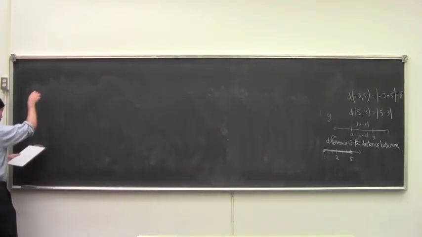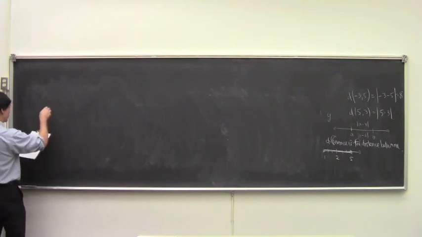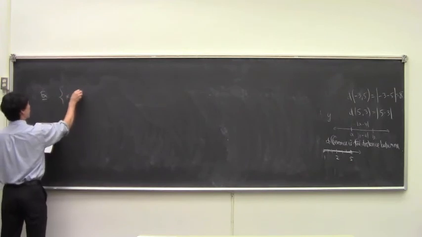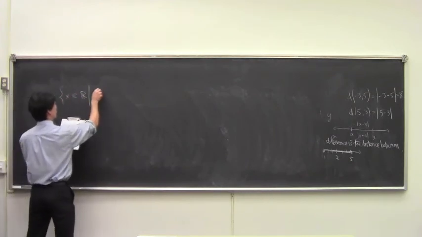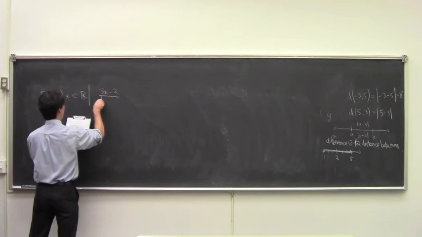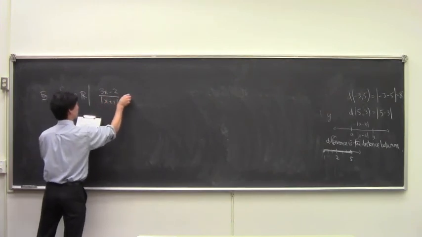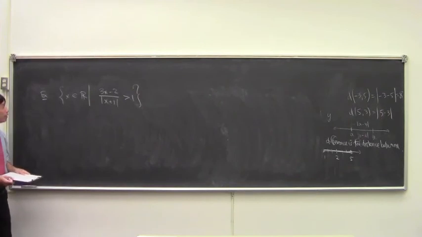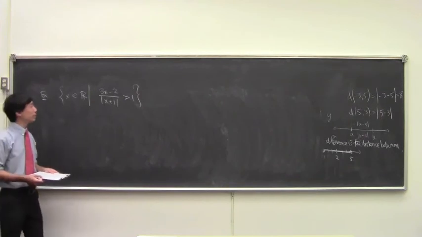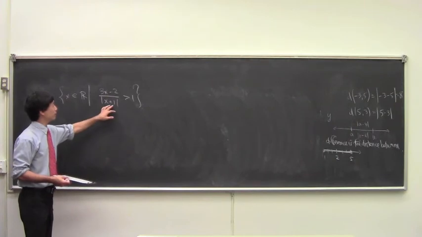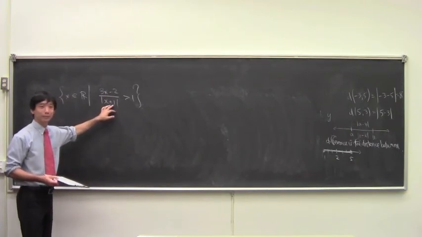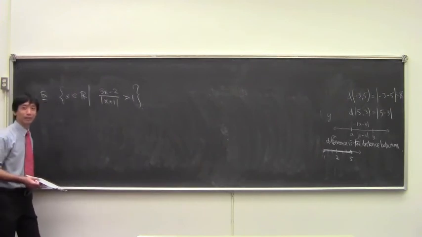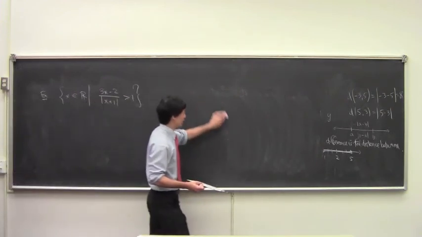So here's an example from the text. Let's figure out what are the numbers such that 3x minus 2 over the absolute value of x plus 1 is greater than 1. So it's sort of hopeless, right? 3x minus 2 is greater than the distance of x from negative 1. Maybe you could say that, but it probably would not help you. Even if you said it, it doesn't do it.